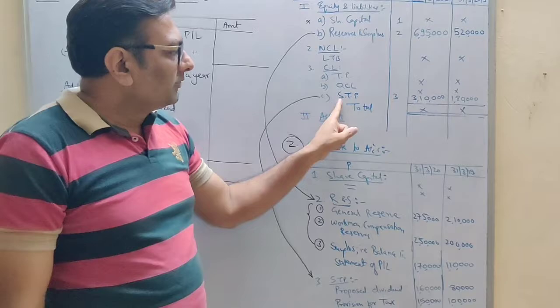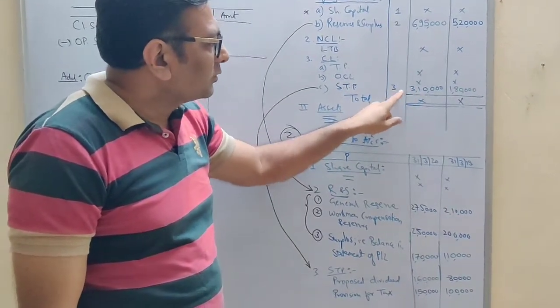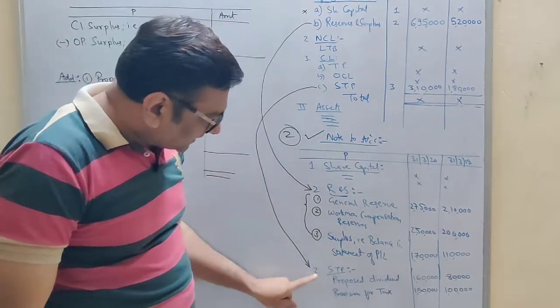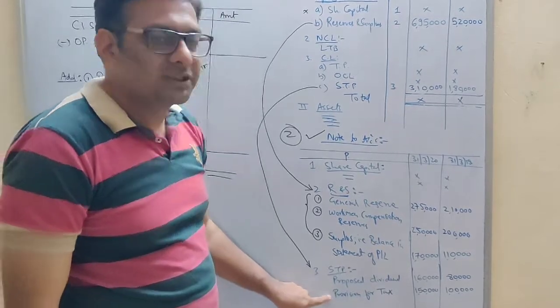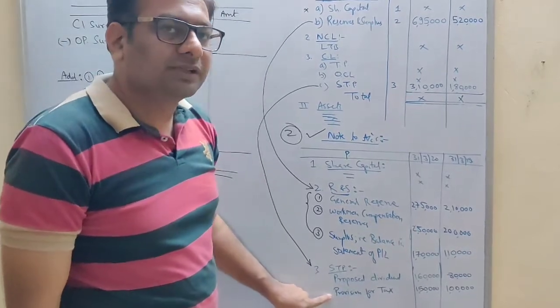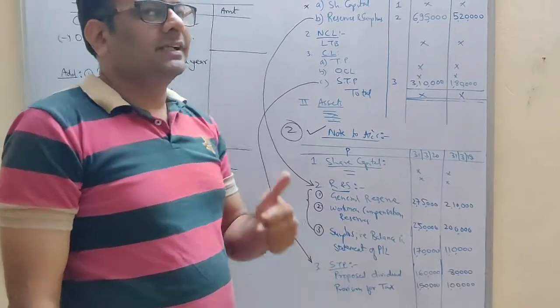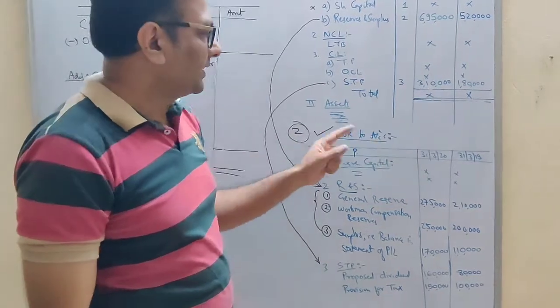In short-term provision the total is 310. You need to know the breakup of this, so to know the breakup, refer to note number 3. Note number 3 says you have proposed dividend and provision for tax. And you know very well, students, for calculation of NPBT we take both elements, proposed dividend and provision for tax. That's the reason I have written the amount for it.